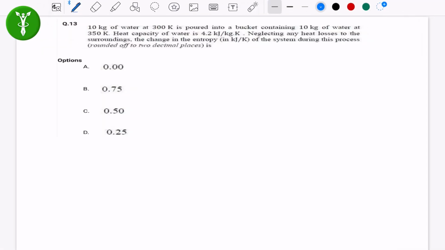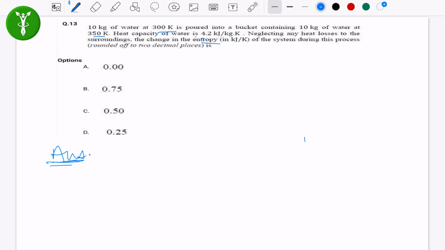Hello everyone. This is related to entropy. So we have two things: 10 kg of water at 300 Kelvin and 10 kg of water at 350 Kelvin, and we are mixing them, and heat capacity is same for both. So this is a very standard problem we can solve, and we have to calculate the entropy generation in this mixing.